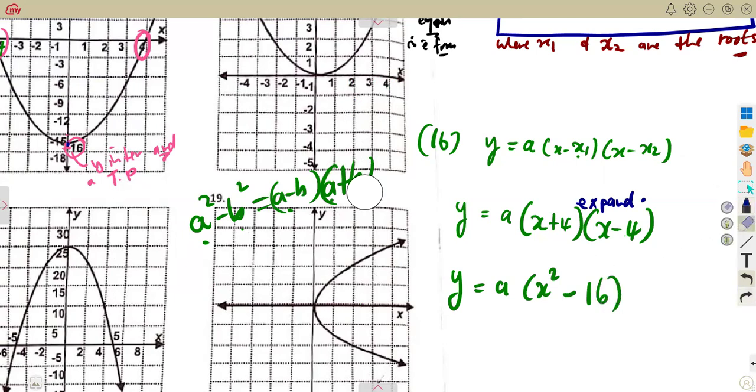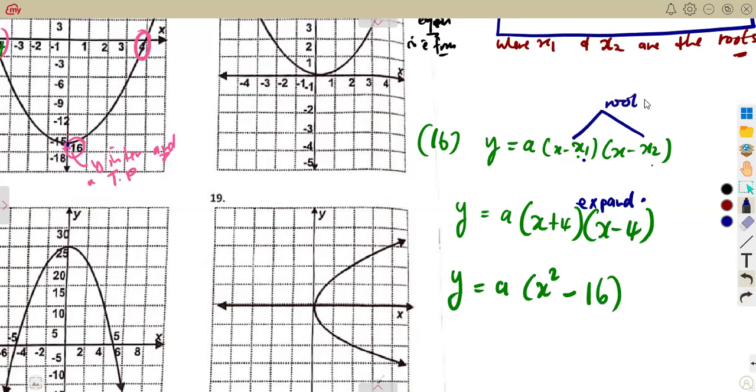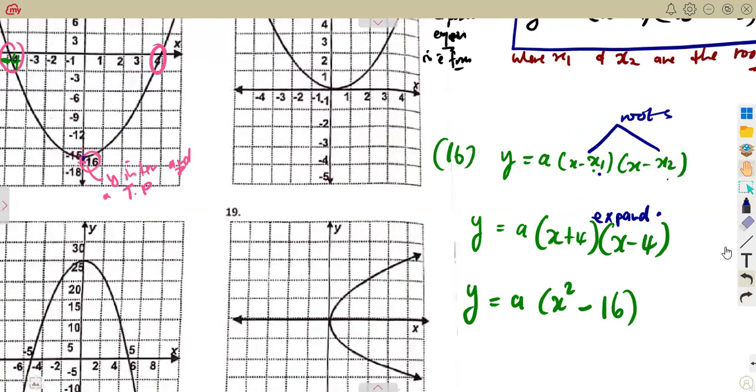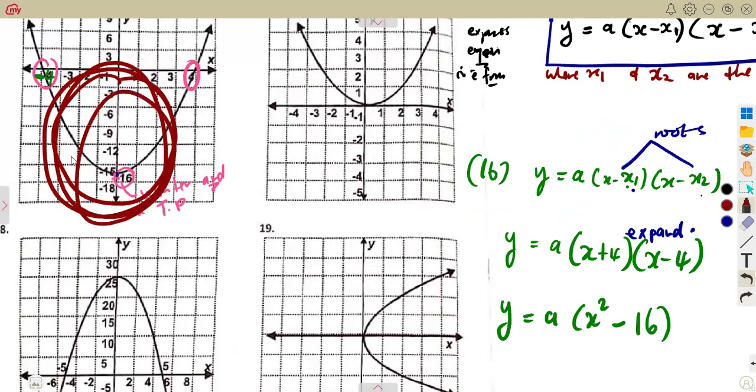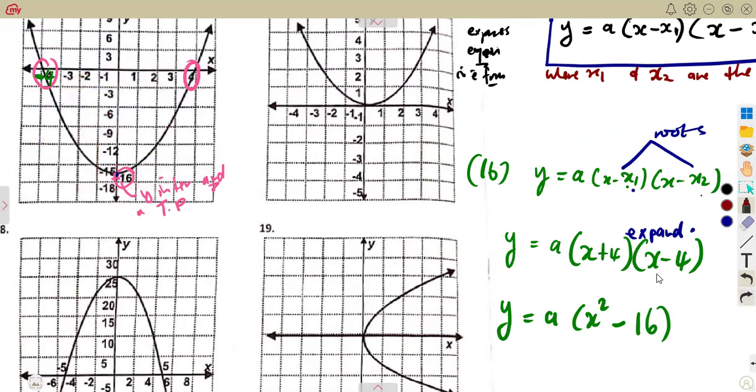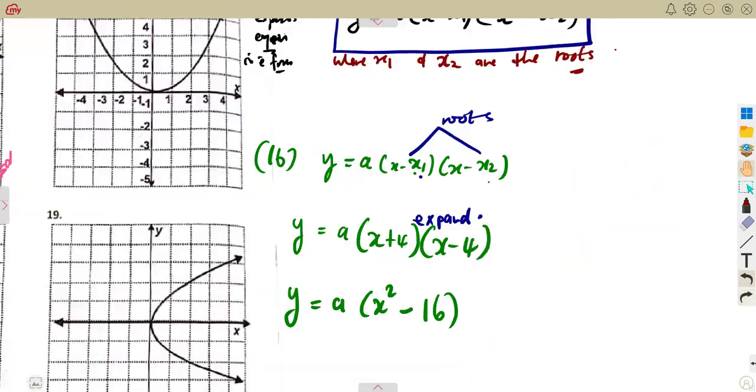And we can clearly see that this equation is not complete, because we are not having the a. A is not known. We do not know the value of a. So this is it. We substituted the x1 and x2, which were the roots of the function. So this is what you're going to do to determine the value of a. You substitute any given point on the graph, any given point besides the solution.